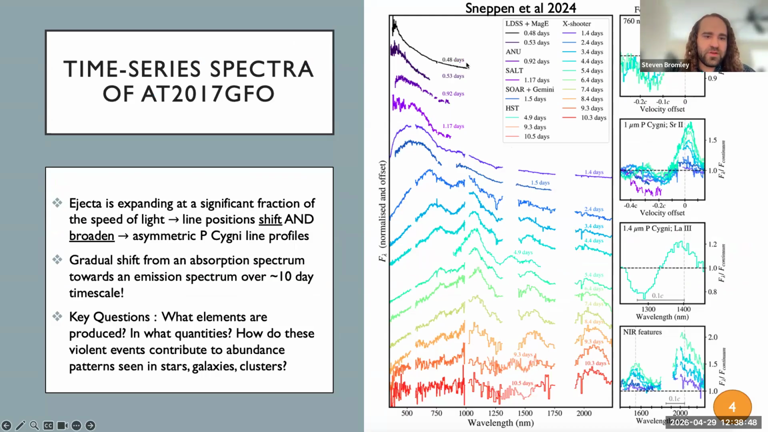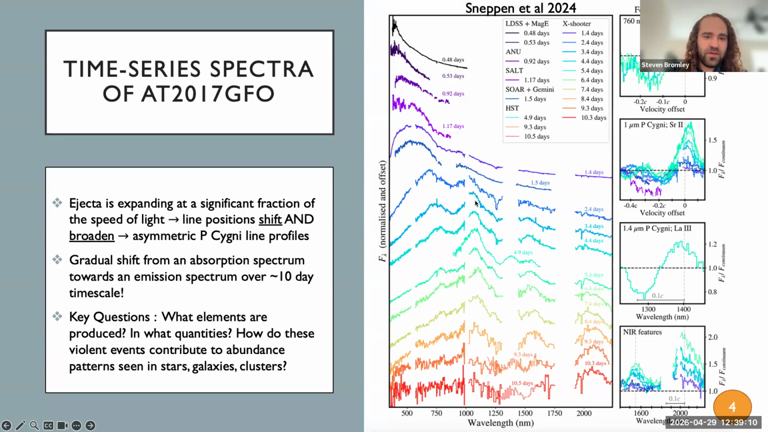We start here at the top at about a half day after the merger, and then all the way at the bottom we have spectra at 10 days. And it has a rather interesting evolution. Early on, it looks like a black body that peaks in the ultraviolet, and then as time goes on, this black body cools off. The peak of the emission shifts more into the visible and the infrared. And we also see a couple interesting spectral features pop up.